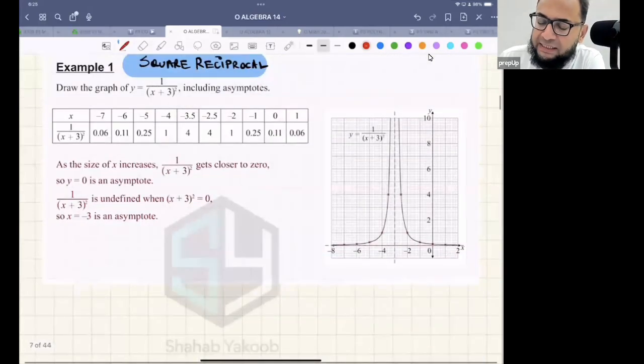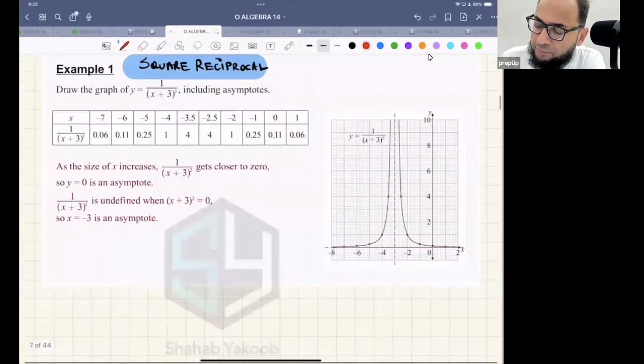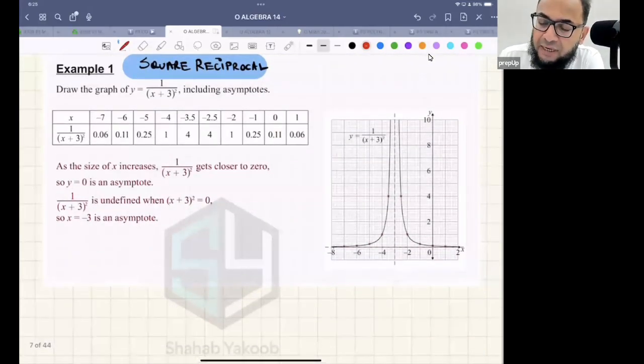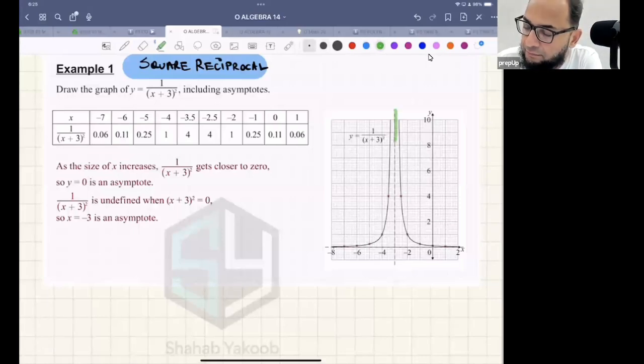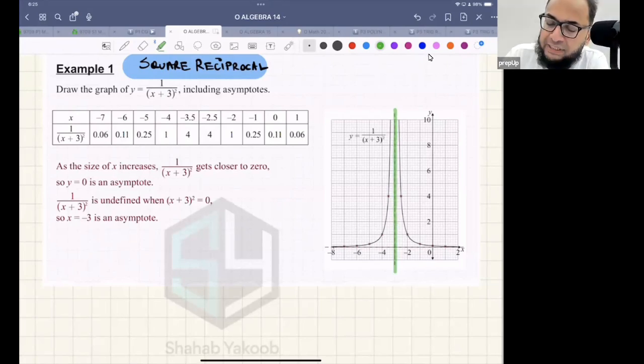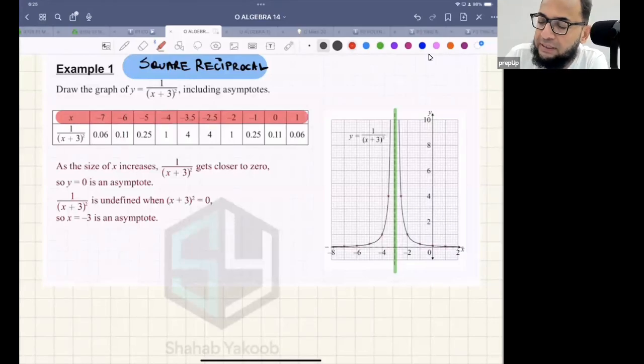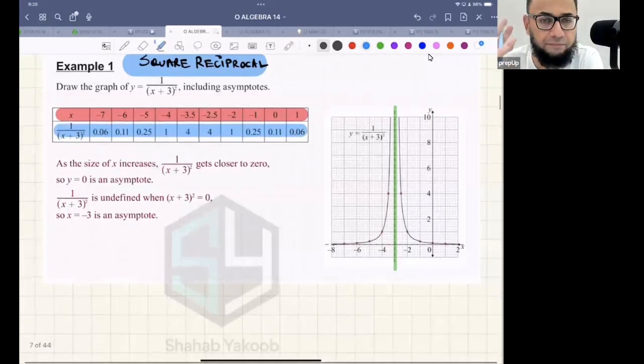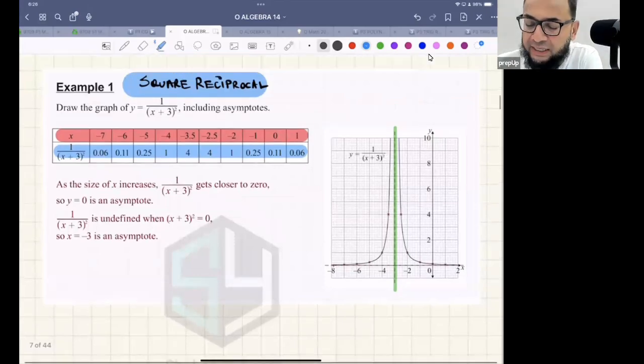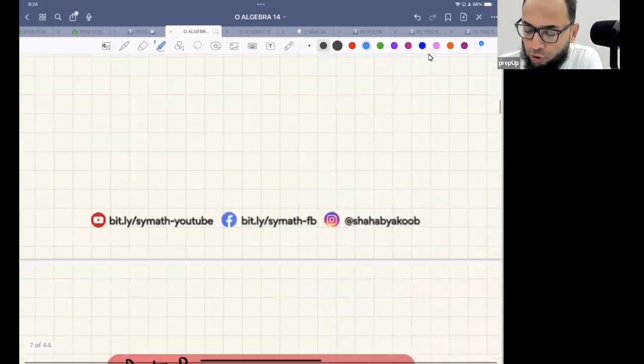And last but not the least, that is the square reciprocal. Again, we have a line of symmetry over here, something like this. That's the line of symmetry. And we just plug in the values over here. So these are the x values, these are the corresponding y values. We just plot it and we get the graph. So now these are some of the things that we need to draw.